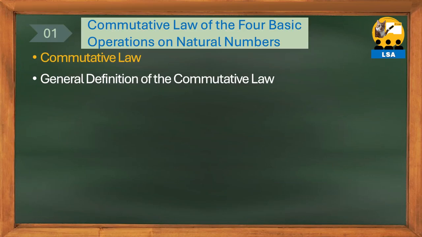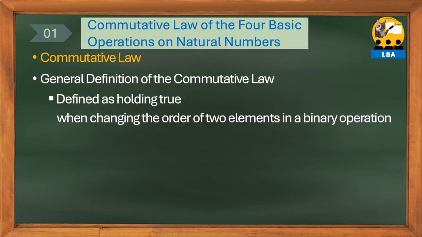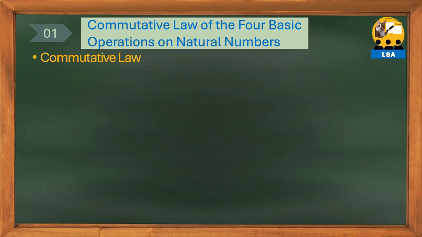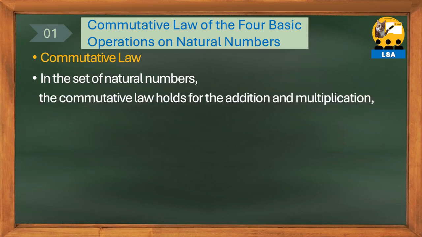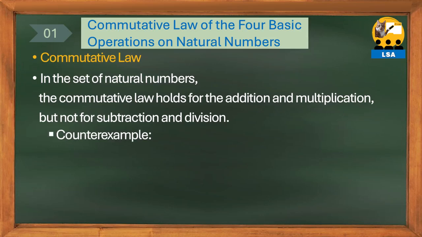The general definition of the commutative law is that when a binary operation is given in a given set of numbers, it holds true if changing the order of the two elements being operated on does not change the operation result. In the case of performing the four basic operations on natural numbers within the set of natural numbers, the commutative law holds for addition and multiplication, but not for subtraction and division. How can we prove this proposition? Since cases that do not hold are negative cases, showing a counterexample is sufficient. I will prove the non-establishment first.